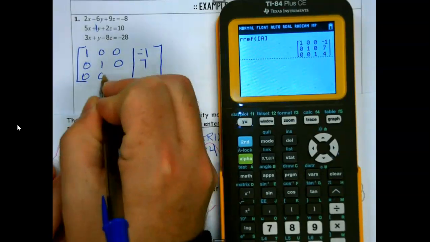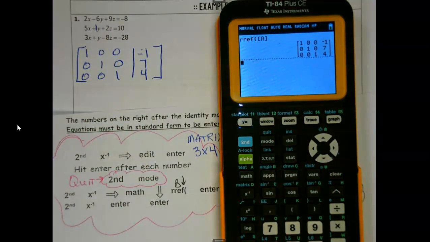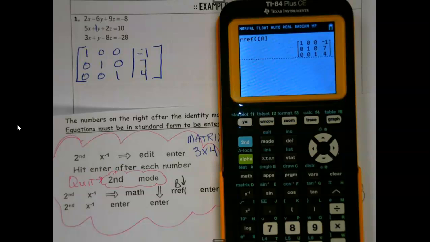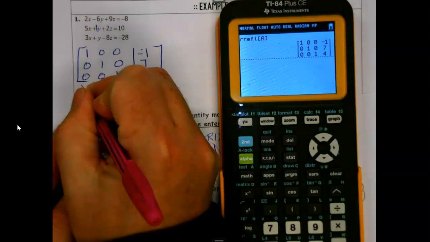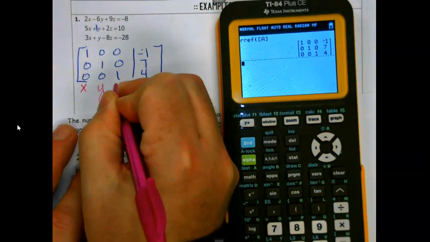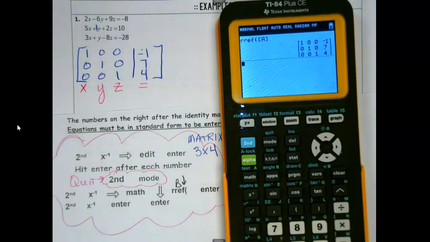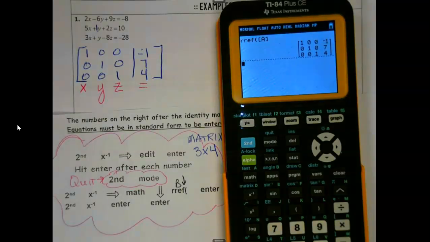So here's what my final matrix should look like. Now that's great, but what does that say? So the first column is my x's. The second column is y. The third column is z. And the fourth column is equals. And so here's what these things are all saying.